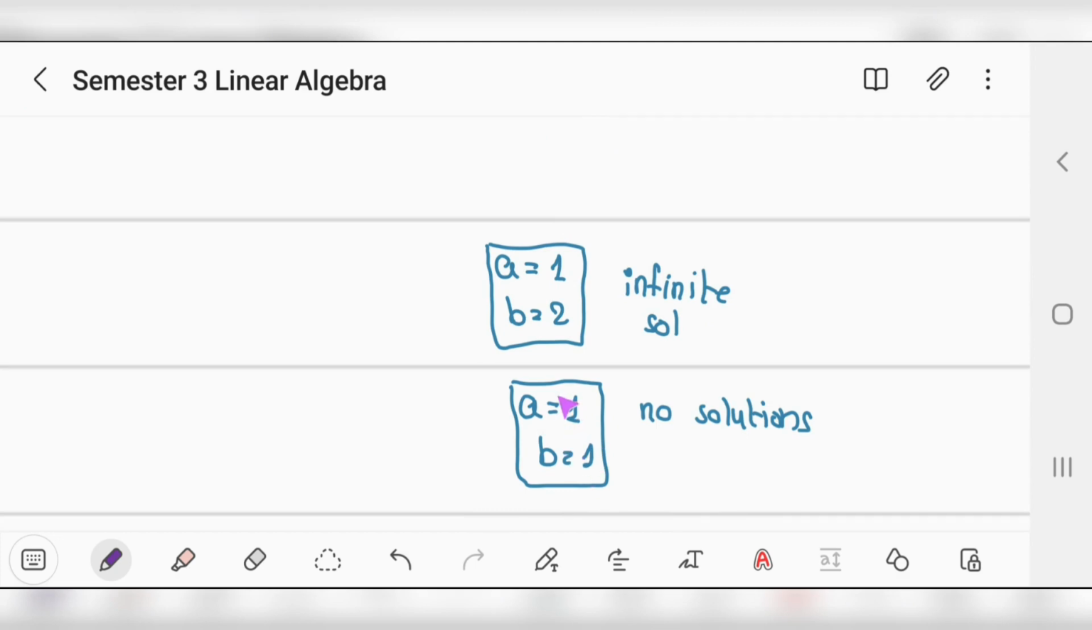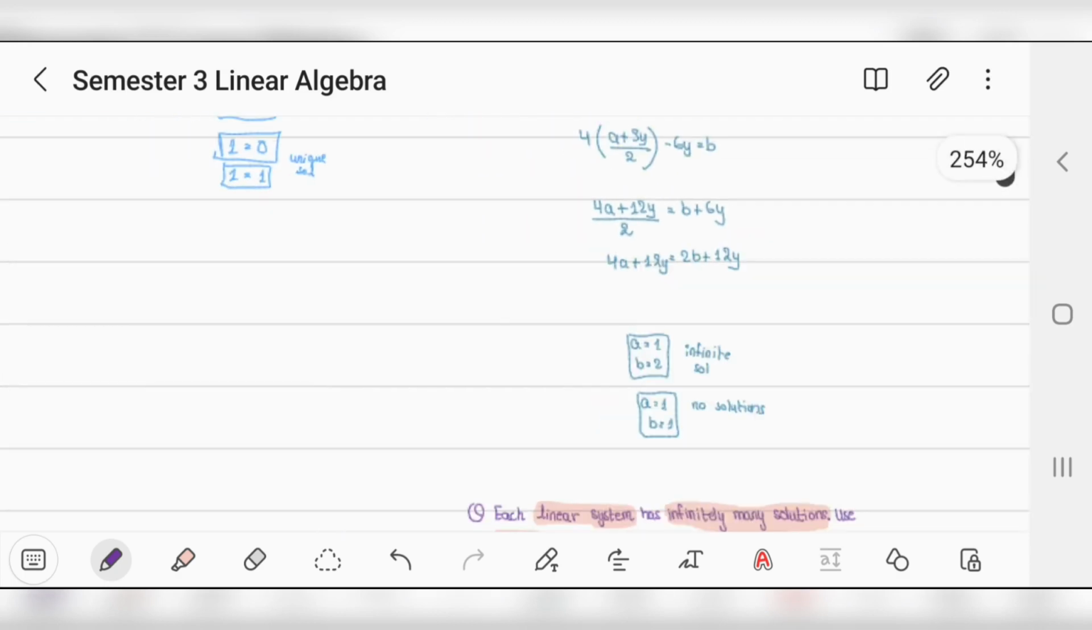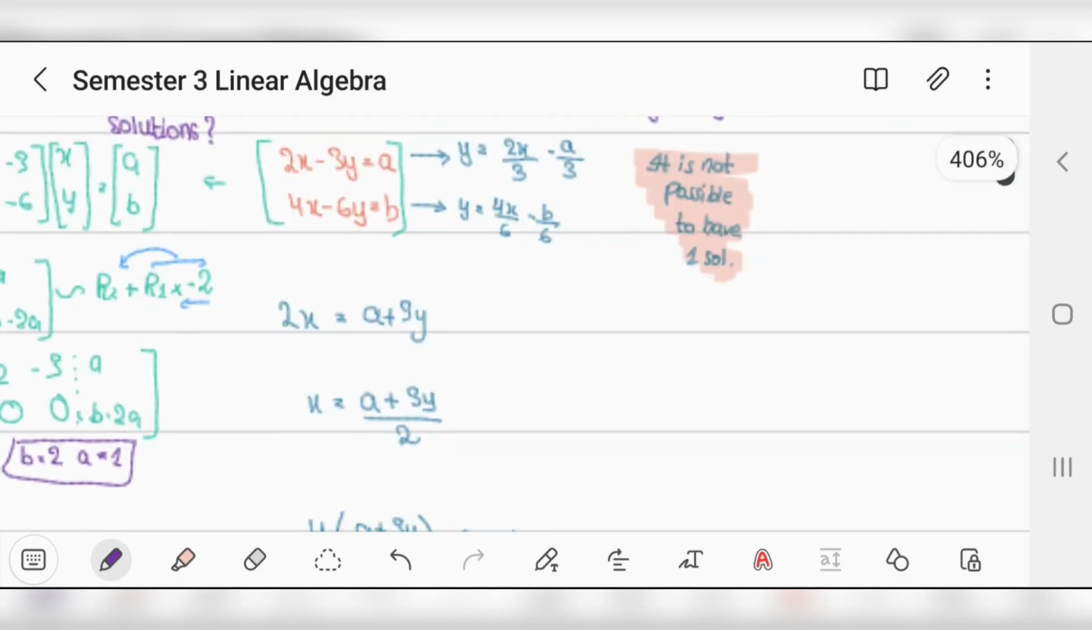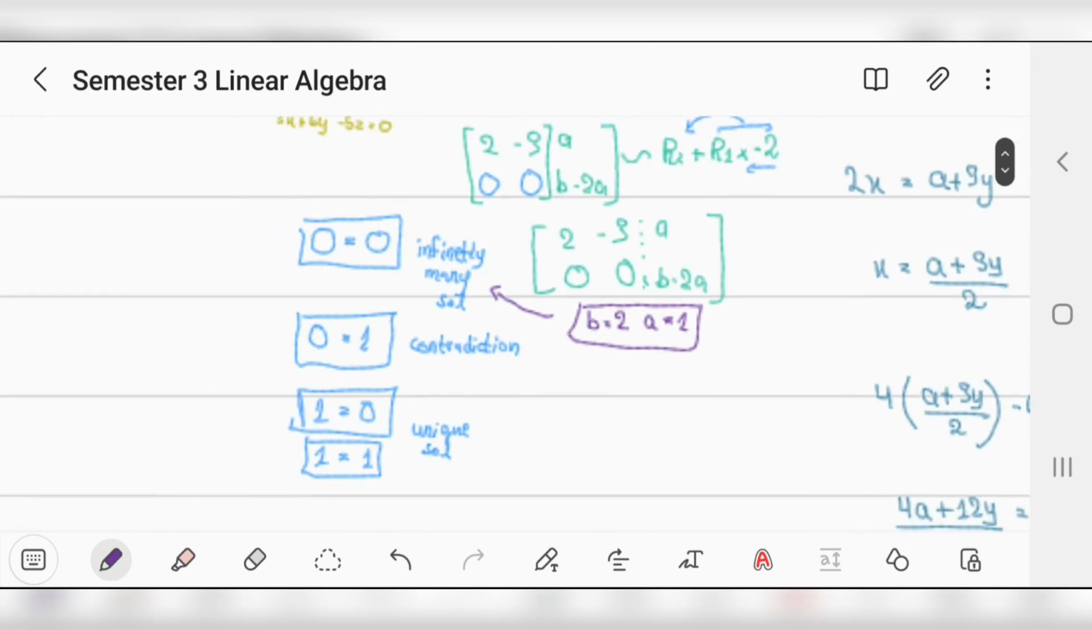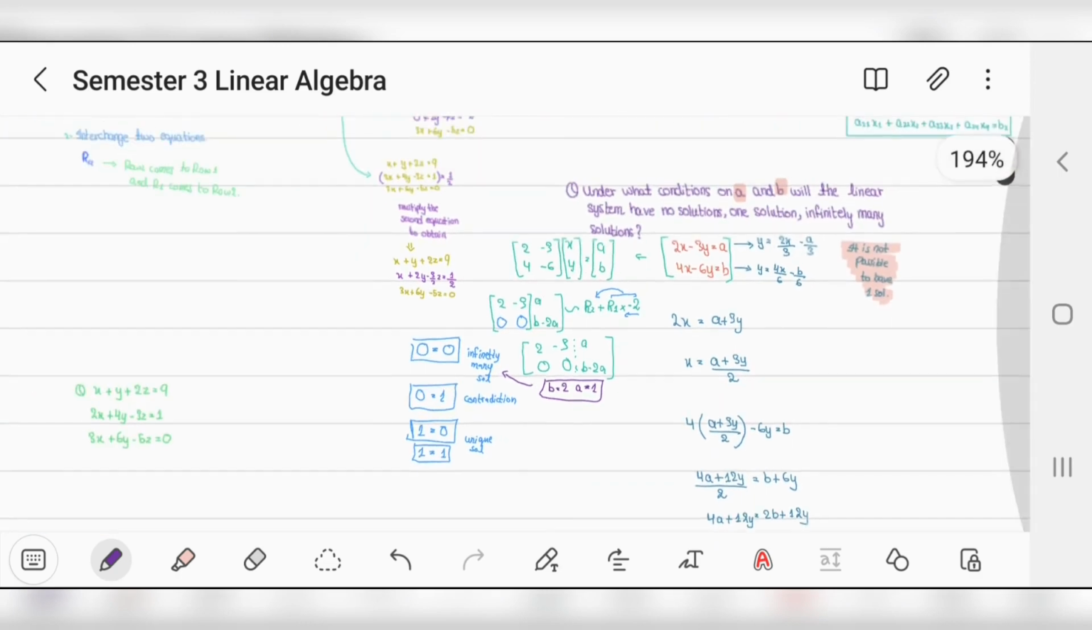Having 1 1 or 4 1 or 3 1, anything like that, and then it would be no solution, it would be a contradiction. Okay, it cannot have a unique solution. It is not possible, since these are 0. There is not a single one in here.